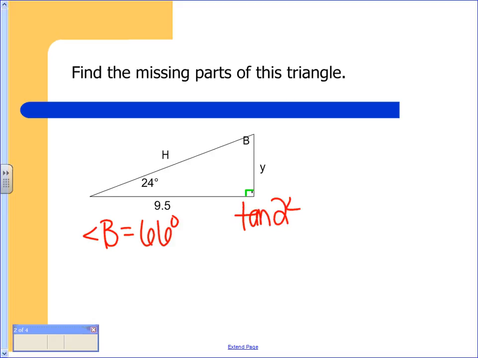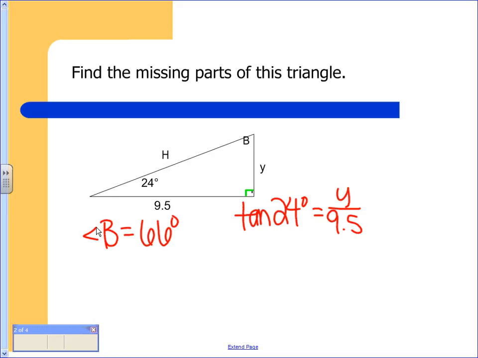Tangent of 24. What is tangent? Opposite over adjacent. What is opposite 24? Y. What is adjacent to 24? Yes. Because I wanted to find Y, and that would be the easiest one to use.